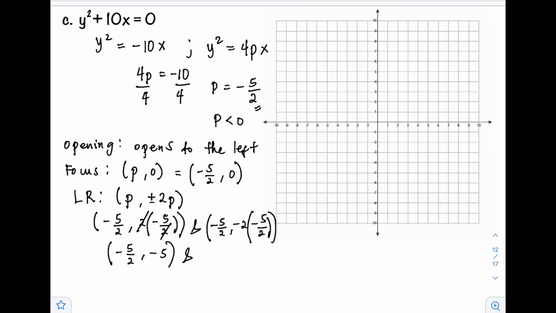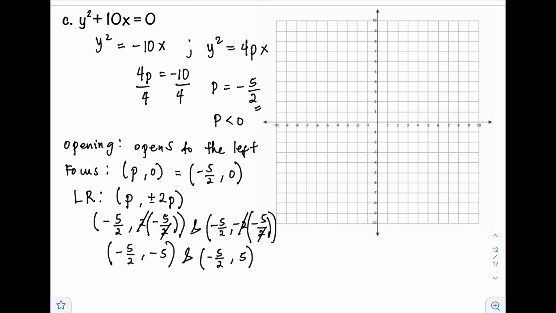Okay? And, negative 5 over 2, comma. So, again, makakancel yung ating 2. So, negative times negative 5, that is positive 5. So, yan na yung ating magiging endpoints ng ating latus rectum.